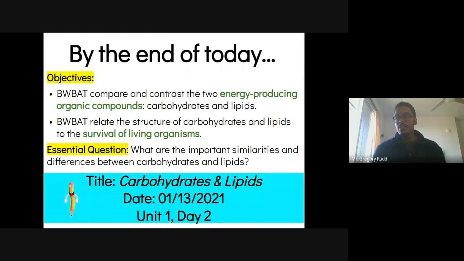Today's lesson is titled Carbohydrates and Lipids. Today's date is January 13th, 2021. So go ahead and write that down as I read the objectives. Today we've got two objectives. The first one is to compare and contrast the two energy-producing organic compounds, carbohydrates and lipids. The second objective is to relate the structure of carbs and lipids to the survival of living organisms.